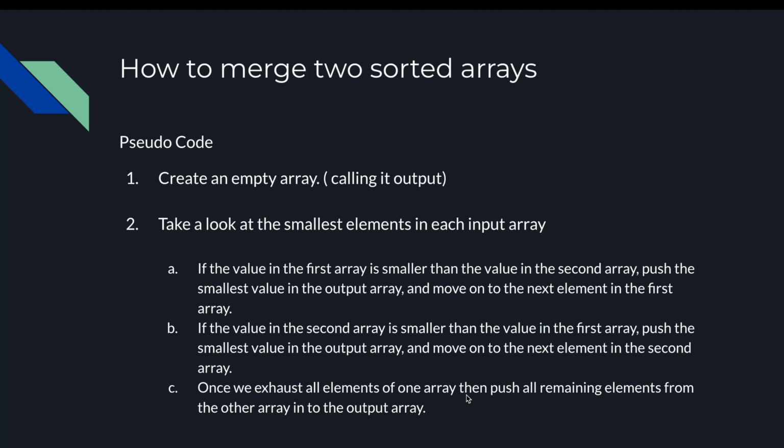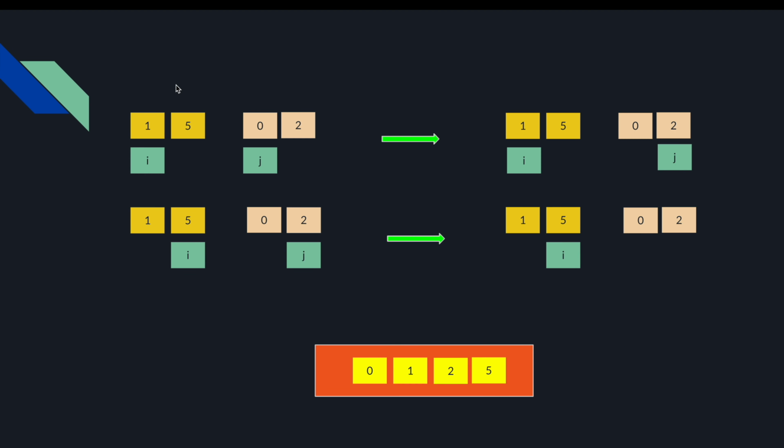This might be sounding confusing. Let's look at it visually. For example, I have two arrays here. The first one has two elements, that is 1 and 5, and the second array again has two elements, that is 0 and 2.